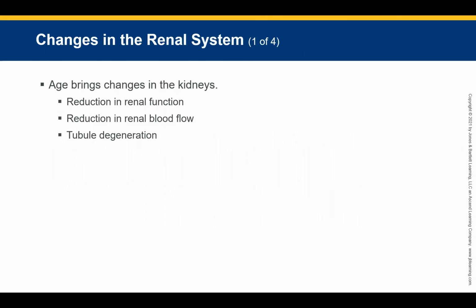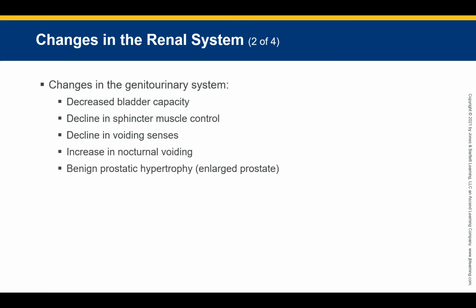Changes in the renal system. You may have age-related changes specific to the kidneys. You have a reduction in renal blood flow. You have tubular degeneration. So there is a decrease in bladder capacity, which means they're going to have to go to the bathroom a lot more often. They're going to have smaller fluid intake, and a small fluid intake could also increase dehydration.